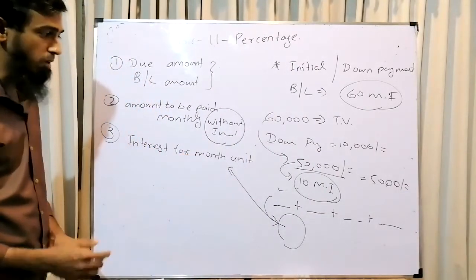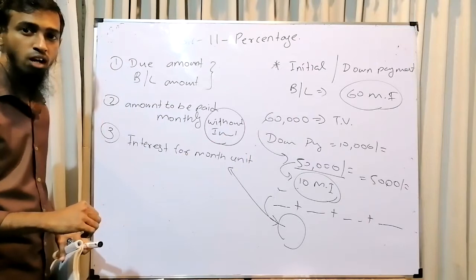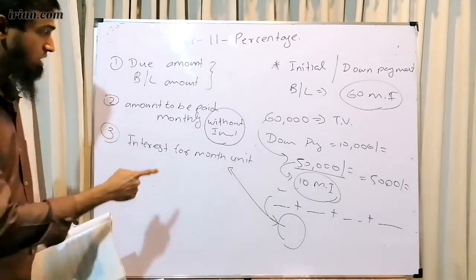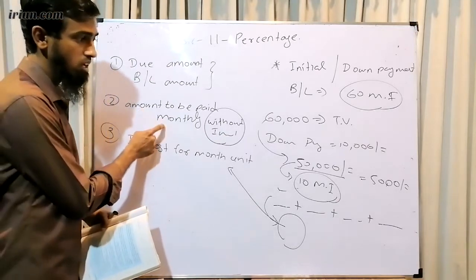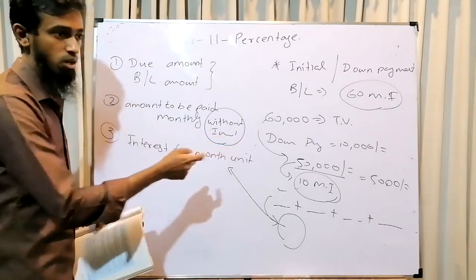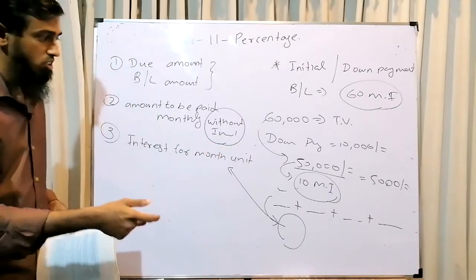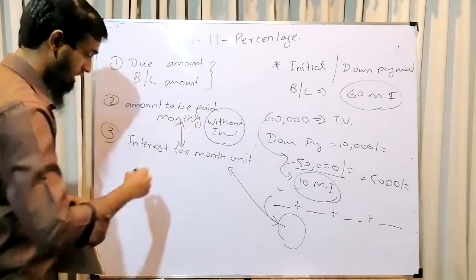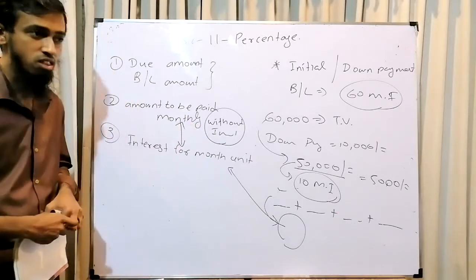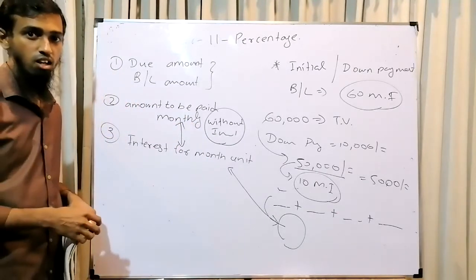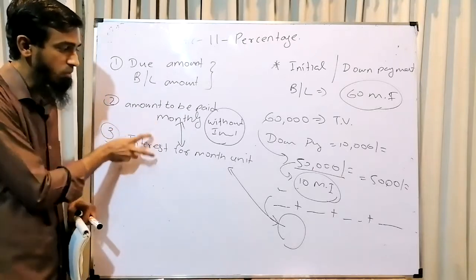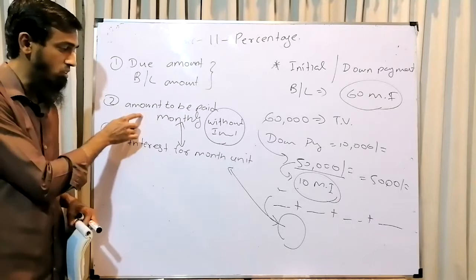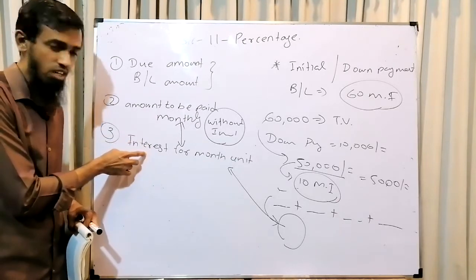So the interest for a month unit, for which amount are we going to calculate it? That is the monthly value, the amount for a month. So there is a connection between the interest and the amount for a month. Remember this connection. With this amount, we can calculate interest.